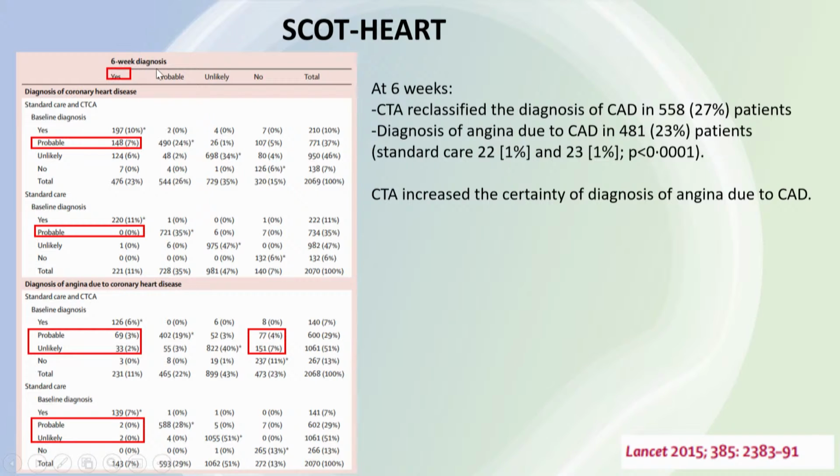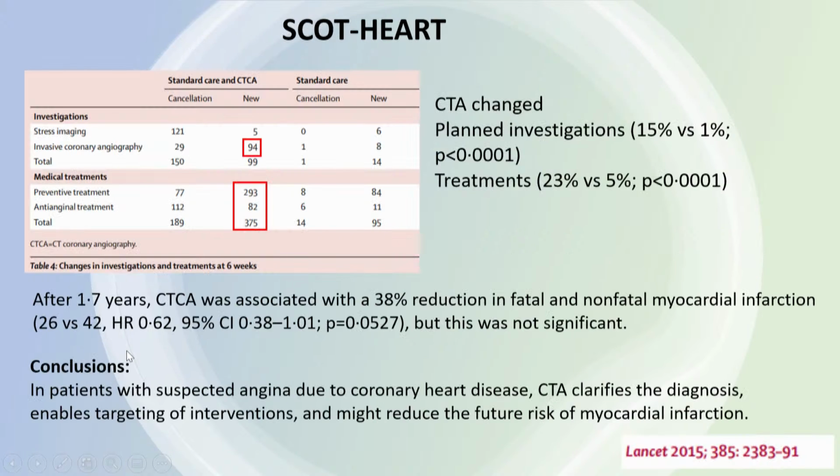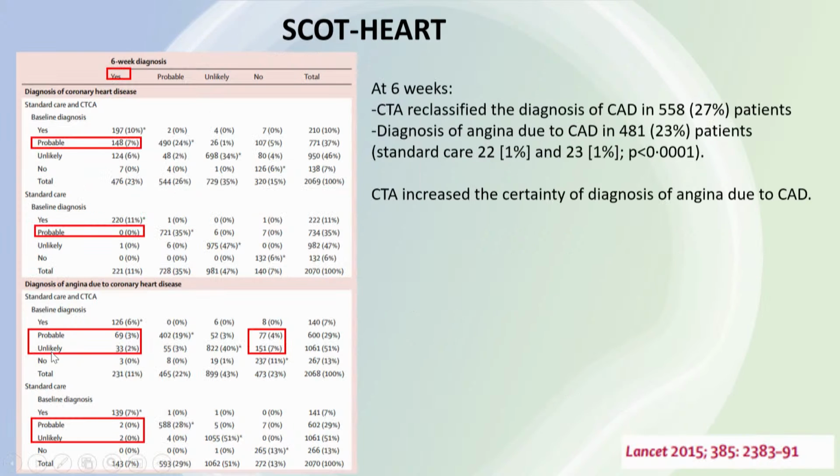This was the final diagnosis at 6 weeks, rated as yes, probable, unlikely, and no. And then this is the baseline diagnosis. In standard care plus CTA, you can see 2% that were thought of as having unlikely angina due to CAD are now a yes, 3% a yes. Conversely, these were a definitive no after CTA, 4% that were labeled as probable and 7% as unlikely. The same was not seen in the standard care arm. So the CT did lead to reclassification of at least 20 to 25% of these patients.